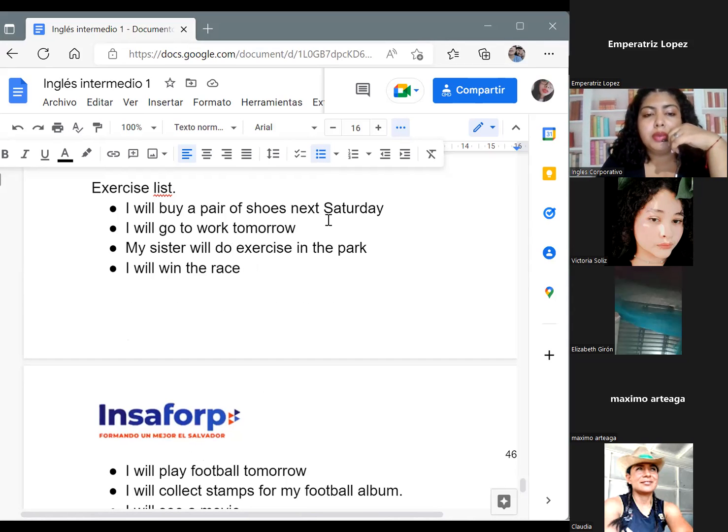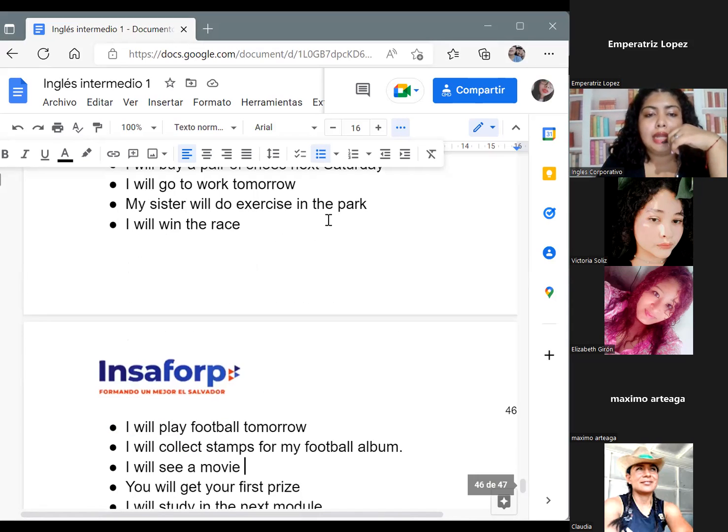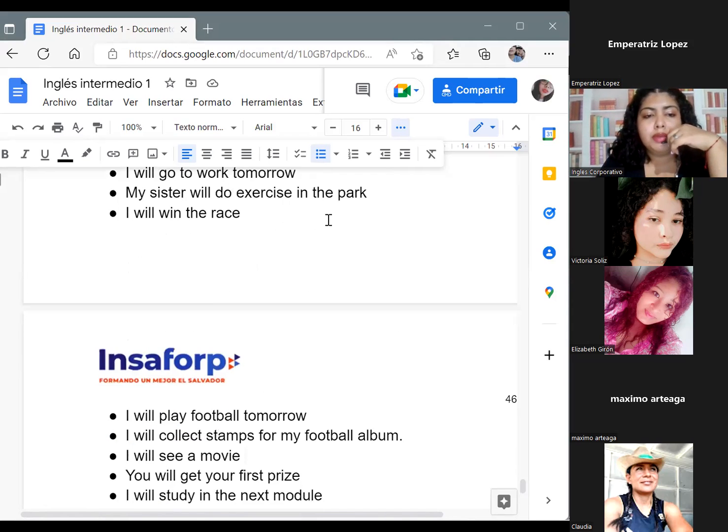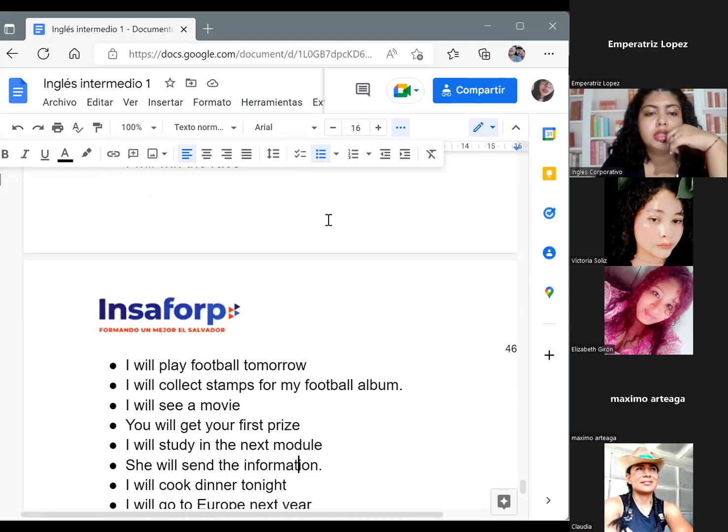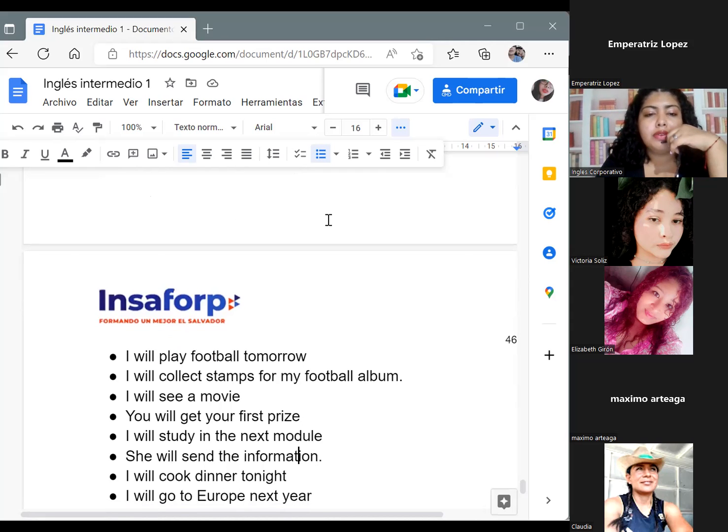I will play football tomorrow. I will collect stamps for my football album. I will see a movie. You will get your first prize. I will study in the next module. She will send the information. I will cook dinner tonight.